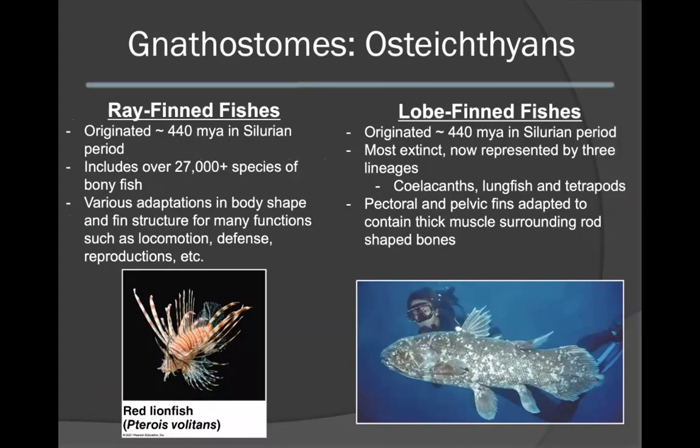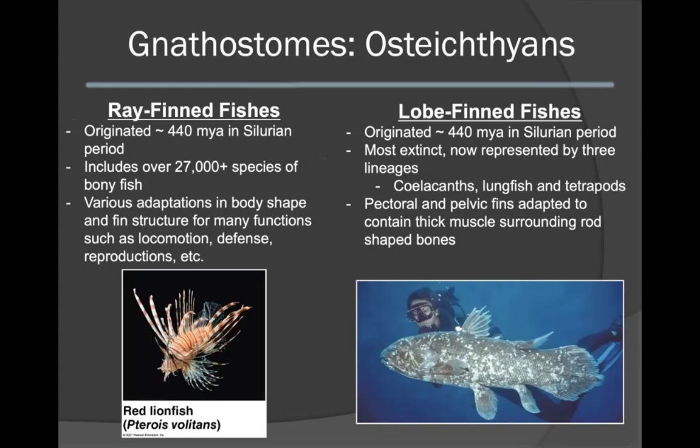Bony fish include your rayfin and lobefin fishes. This slide depicts the major characteristics of both of those groups. Rayfin fishes have various types of adaptations that allowed for a very diverse body shape, and as well a fin structure that can be used for both locomotion, defense, as well as reproductive purposes.